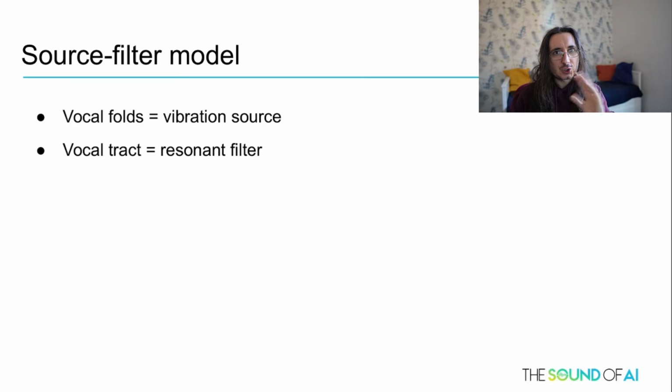So we have this source, this vibration source, and then we have a resonant filter on top of it that can cut a few frequencies here and there, boost other frequencies. And so depending on what happens there, we're going to generate different phonemes in different timbres, okay?